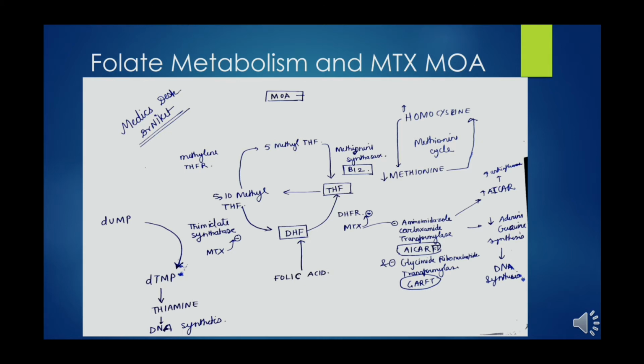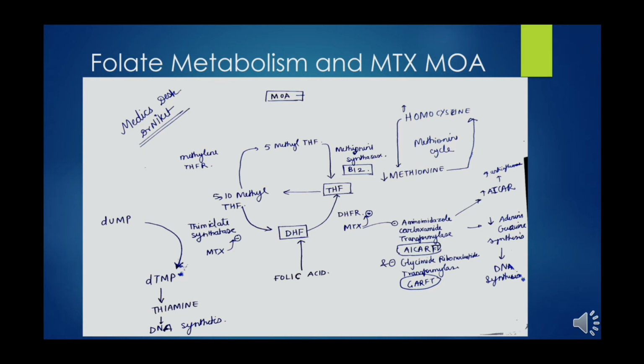Folic acid is converted to dihydrofolate. Dihydrofolate with the help of DHFR is converted to tetrahydrofolate. Tetrahydrofolate is converted to 5,10-methylene tetrahydrofolate with the help of thymidylate synthetase. It is converted back to dihydrofolate. So thymidylate synthetase has one more action. It converts dUMP to dTMP, which in turn forms thymine after multiple steps and is essential for DNA synthesis.